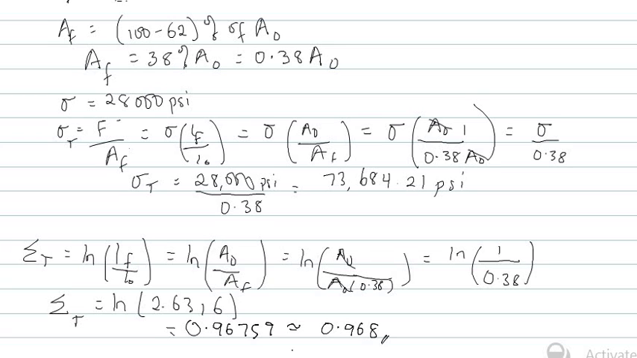Now if you were asked to find your engineering strain, what you'll need to do is use that formula we talked about, changing your engineering strain by substituting into the formula by taking the exponential and so on and so forth. But in this case, we're not asked about that, so your answers will be your true stress to be this and your true strain to be this.